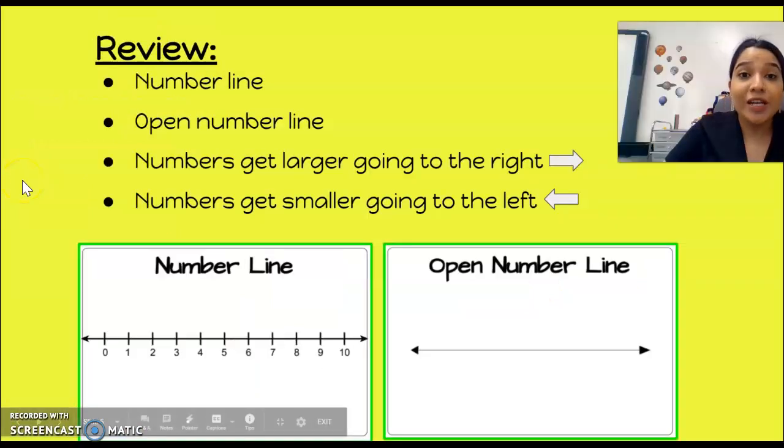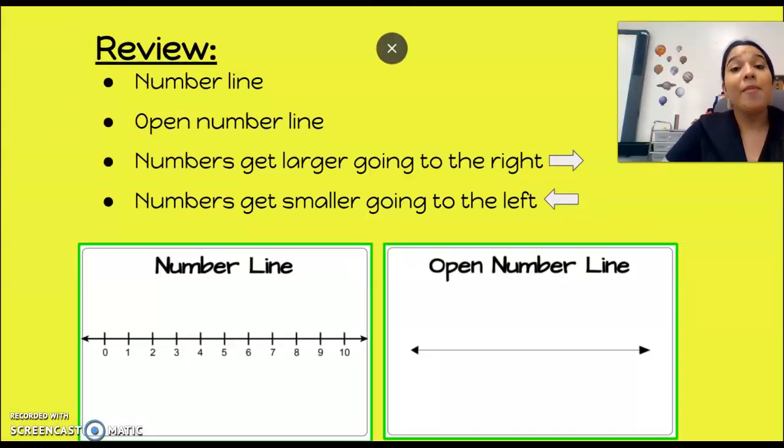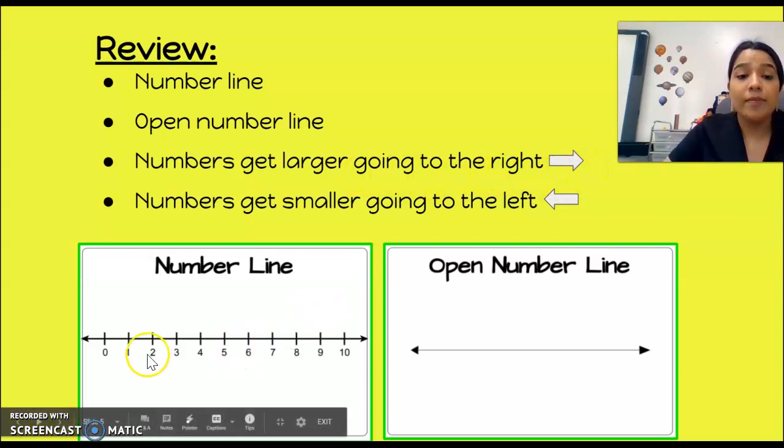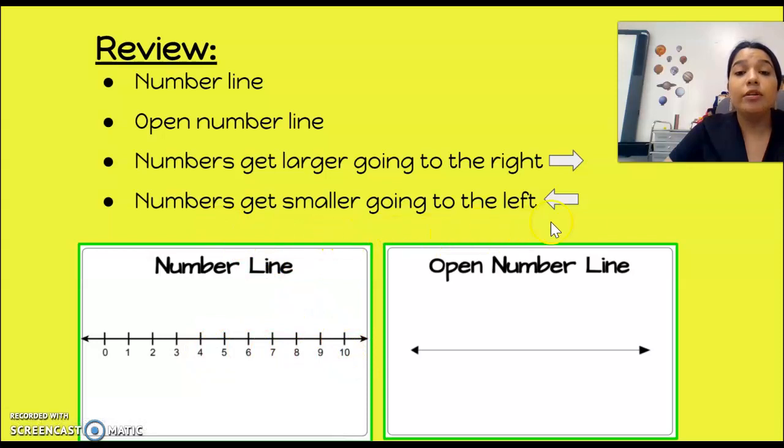When you are done with your activity for today, make sure you review your number line and open number line vocabulary. And remember that the numbers get larger going to the right, and the numbers get smaller going to the left. If we go to the left, they get smaller and smaller and smaller.